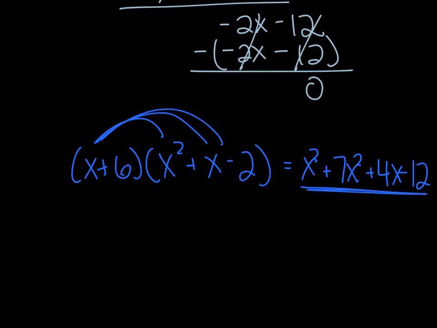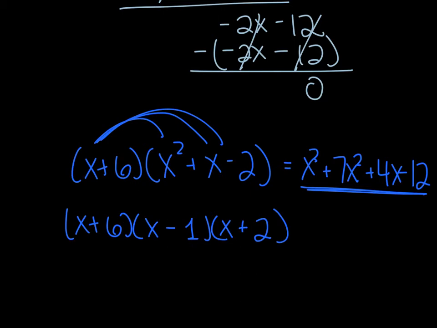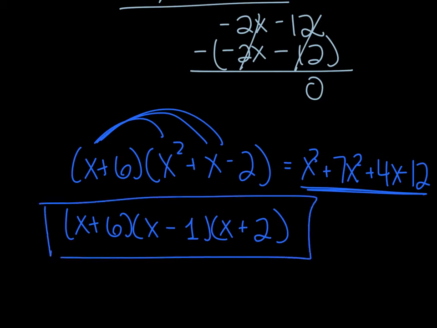Okay, but we're not quite done because this term is not completely factored, and we can do that with just our normal factoring techniques. So we know that this is going to be x plus 6, then we need two numbers that multiply to -2 that add to 1, so we know 2 and 1, so this needs to be positive, this needs to be negative. So this is the fully factored form of the polynomial that we started with, and we did it by long division.